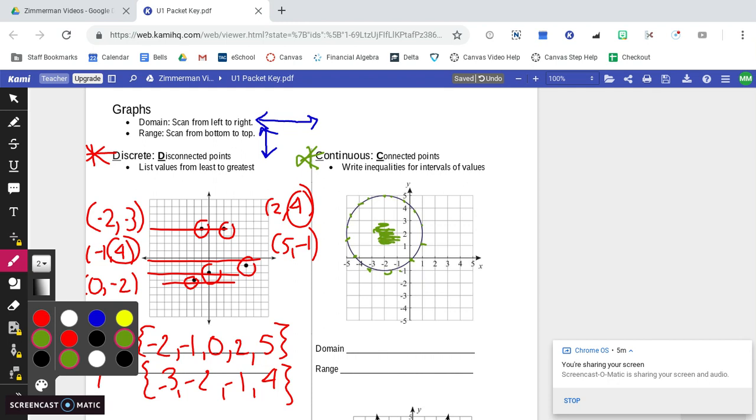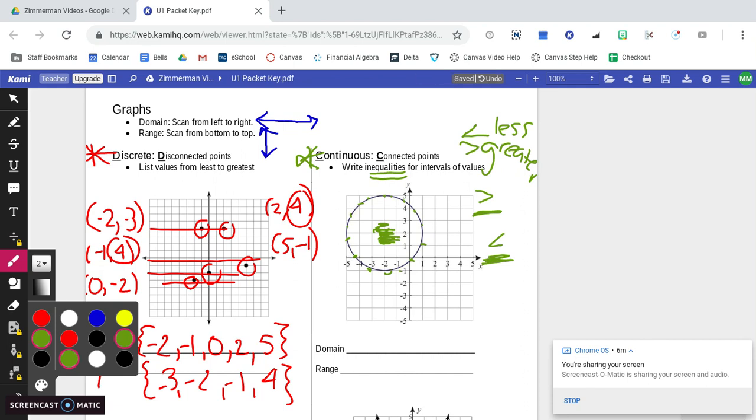So when we have continuous graphs, we have to use inequalities for intervals of the values the graph sits between. So hopefully you remember we have symbols like less than, symbols like greater than, and then we've also got greater than or equal to and less than or equal to. That little bar at the bottom just means equal to.